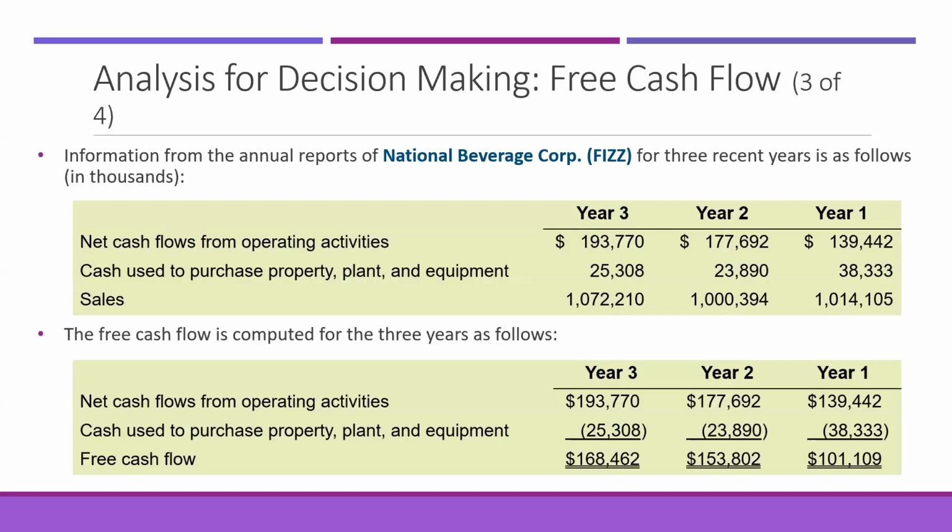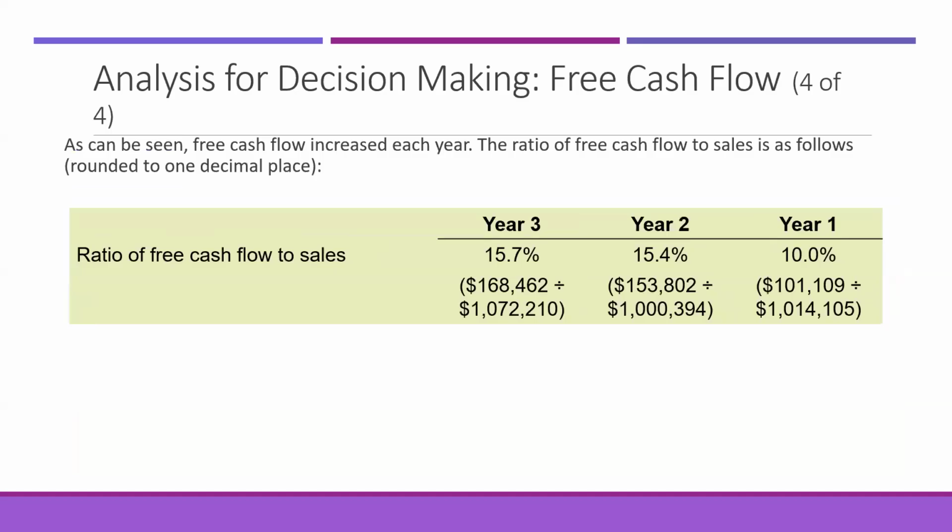And for each of these years, we can calculate the free cash flow by taking cash flows from operating activities, subtract capital expenditures, and we get free cash flow. And then we divide free cash flow by sales, and we can get our free cash flow percentage every year, which is slowly growing, and that's seen as very favorable because that means they're able to return more cash to investors.